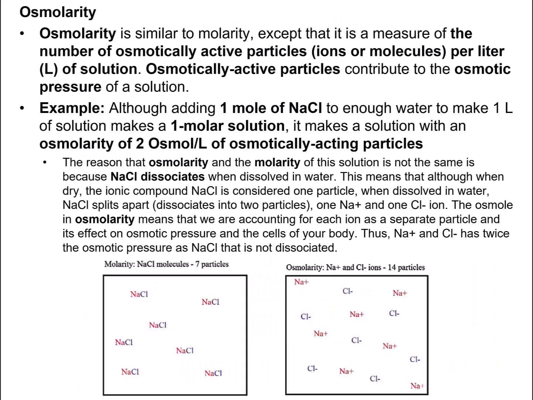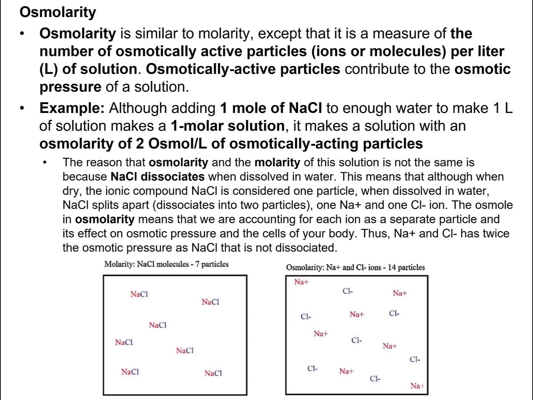But what you do need to appreciate is that when we're talking about osmolarity, it's similar to molarity, except that it is a measure of the number of osmotically active particles, or ions or molecules, per liter of solution. And what do we mean by osmotically active particles? Why do we add the os to osmolarity? Because that os means osmotic effect. These are osmotically active particles that contribute to the osmotic pressure of a solution, so they can affect osmosis. And that's what we're concerned with in the body: when you put these solutions in there, or you look at the solution concentration, how does it affect osmosis?